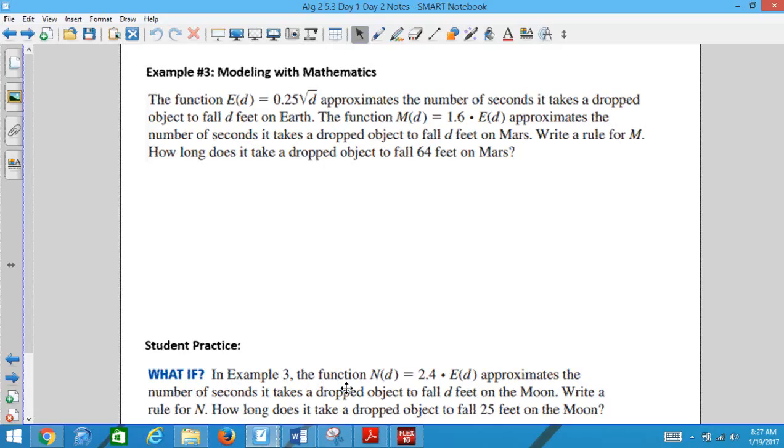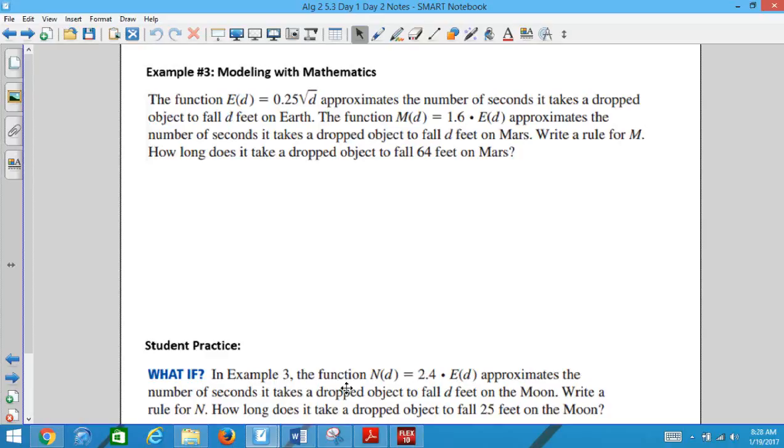So we have a real life example of where we would do a square root function and also where we might do some transformations. The function e of d equals 0.25 square root d. That equation approximates the number of seconds it takes a dropped object to fall d feet on Earth. The function m of d equals 1.6 multiplied by e of d approximates the number of seconds it takes for a dropped object to fall d feet on Mars. Why are they different?